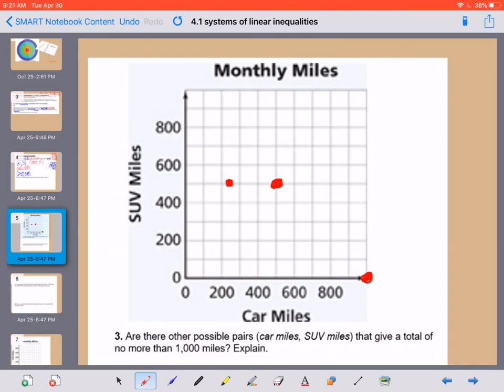Now, once you graph those, look down at number 3. It says, are there other possible pairs that give a total of no more than 1,000 miles? So figure out if you can do anything else that is going to equal no more than 1,000 or less than 1,000 miles. Is there any more than the 10 that you just found?